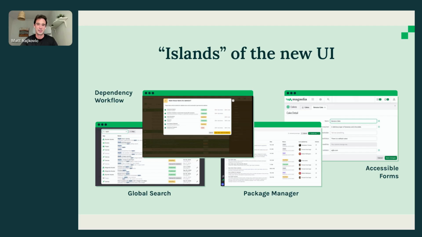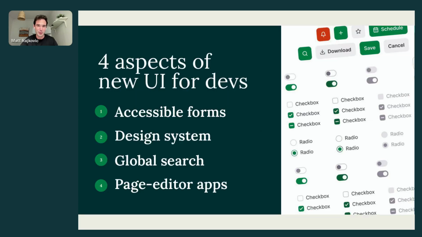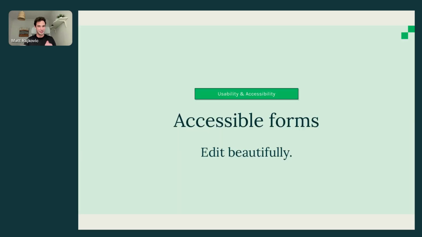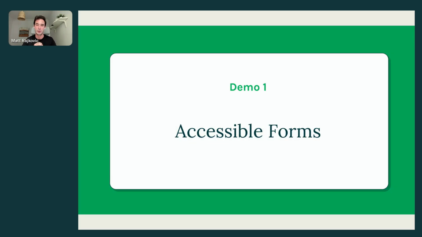So what do you as developers need to know about this new UI and all these aspects of the new UI? Let's jump into the first topic, which is accessible forms. The way we like to call accessible forms is the possibility to edit beautifully. And just so you know how the new accessible UI forms look like, we have a small demo ready for you so that you can see how they compare to the original Vaadin forms and what kind of benefits they bring along.